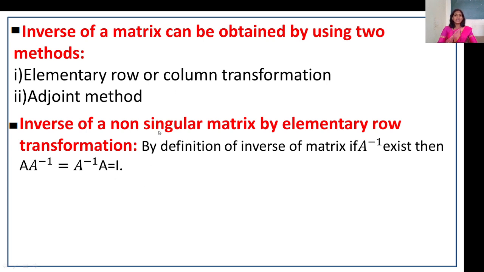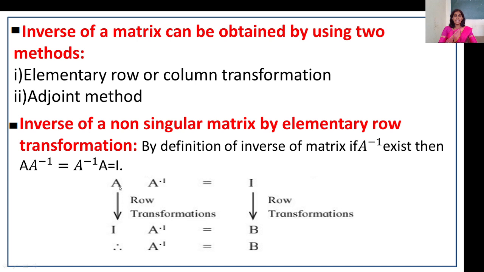To find the inverse by using elementary row transformation, here we use the first statement, that is A = IA. For the row transformation, we use A = IA, and for the column transformation, we use A = AI. Here it is pre-multiplying by A, here it is post-multiplying by A. So this we use for row transformation and this we use for column transformation. Now, what is the working here? Consider A = IA.